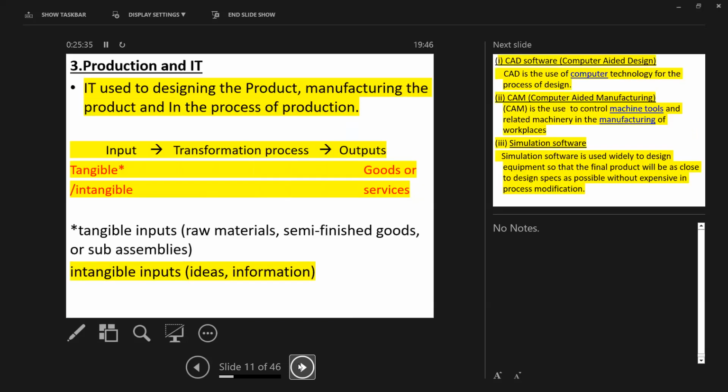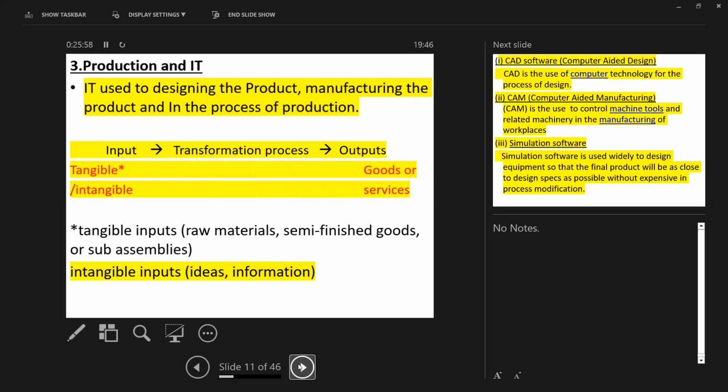Then next one, production and ICT. IT is used to design the product, manufacture the product, and in the process of production. So ICT can be applied for designing, manufacturing, and the process of the products.